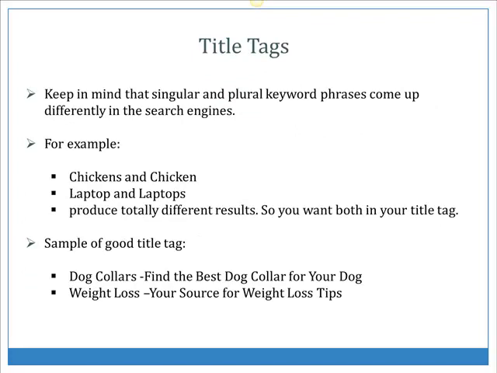Keep in mind that singular and plural keyword phrases come up differently in search engines. For example, like I gave you already, chickens and chicken, laptop and laptops, because you can go for a certain kind of laptop or different kinds of laptops, and they produce totally different results.